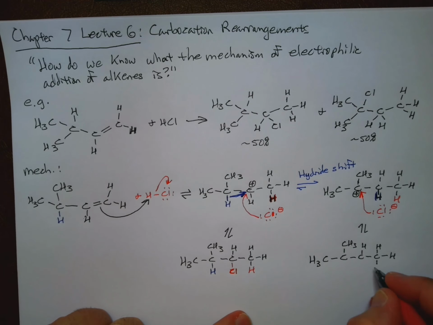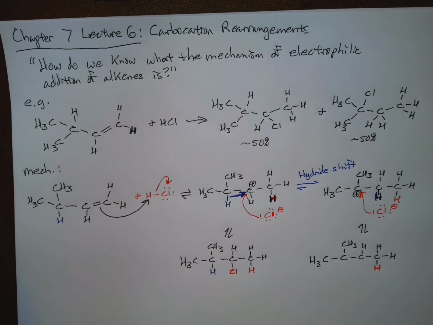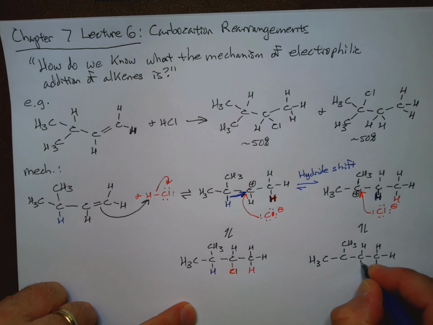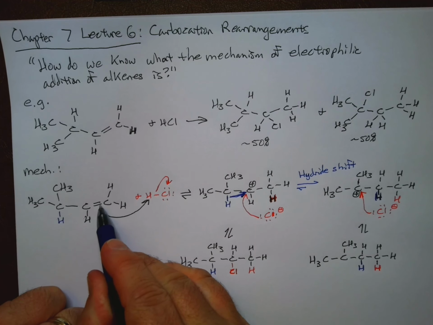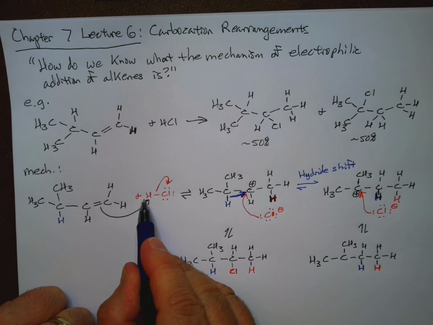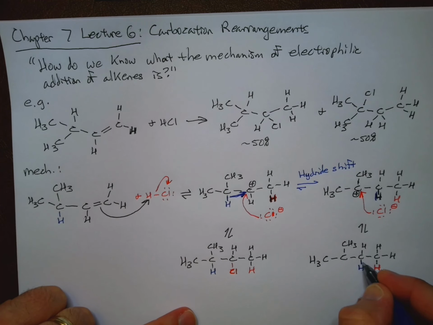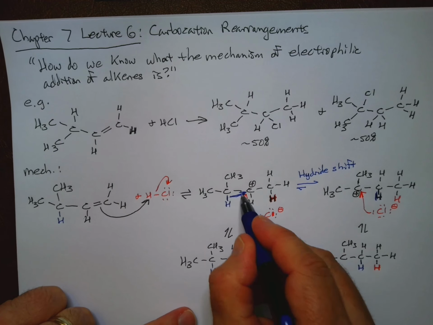I'm deliberately using a black for that bond going to that hydrogen, because it was those electrons from the CC double bond that pulled off that hydrogen. Whereas here, I've got the blue line because it was the hydrogen and its electrons that hopped over.